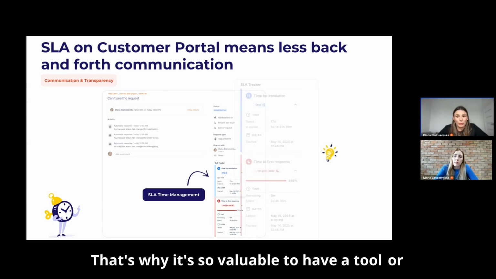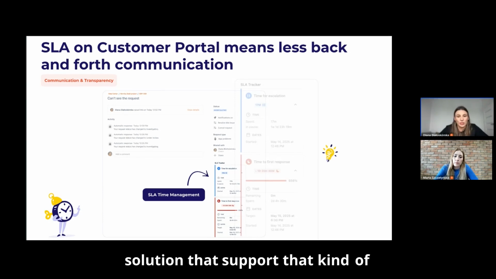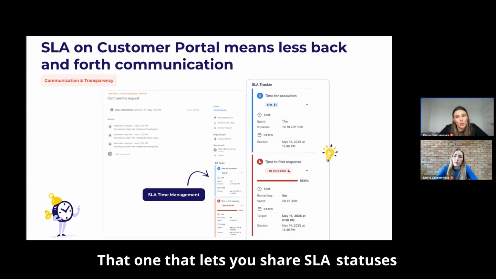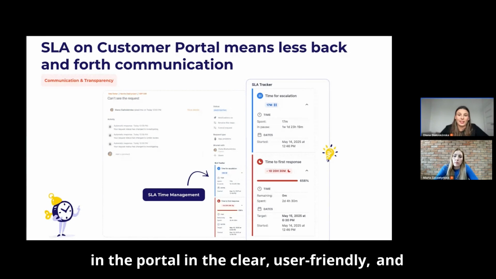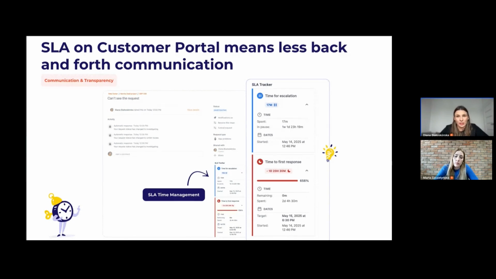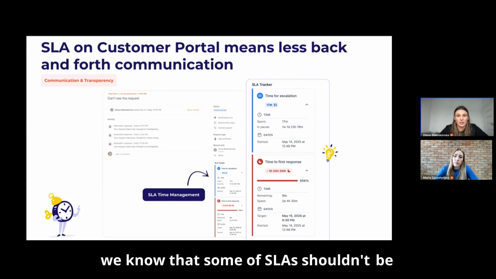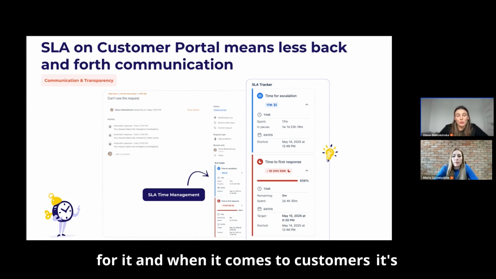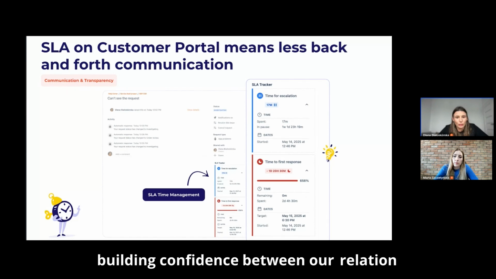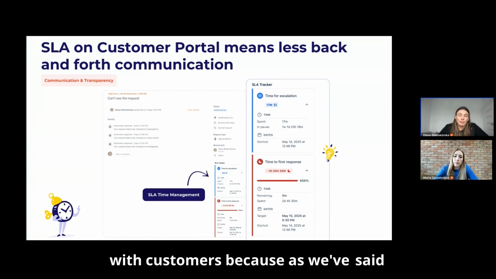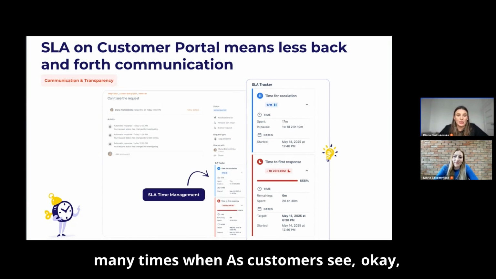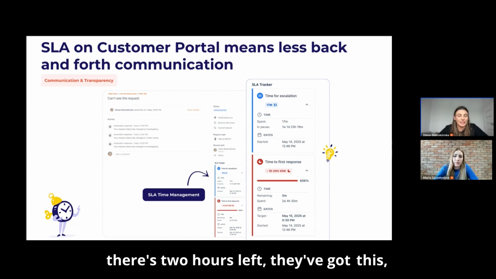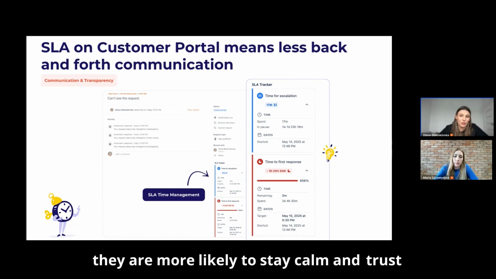That's why it's so valuable to have a tool or solution that supports that kind of configuration, one that lets you share SLA statuses in the portal in a clear, user-friendly, and, what's equally important, controlled way, because we know that some SLAs shouldn't be presented to customers because they are internally handled and help internal teams. And when it comes to customers, it's not just about being nice, it's about reducing unnecessary follow-ups and building confidence in our relationship with customers. Because as we've said many times, when a customer sees, okay, there's 2 hours left, they've got this, they are more likely to stay calm and trust the process.